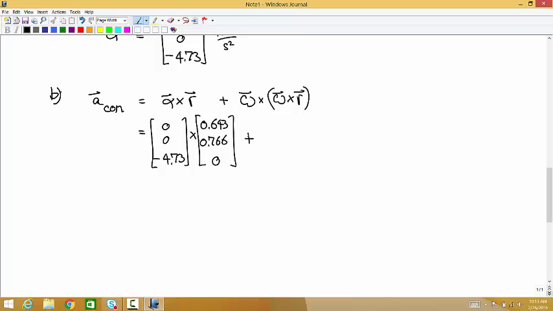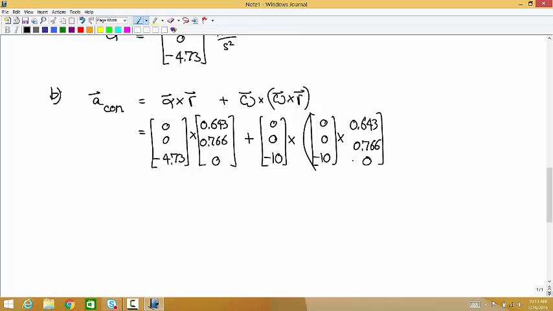Then omega is given. That's 0, 0, negative 10. And we're crossing that with 0, 0, negative 10 cross R, so 0.643, 0.766, 0. Anybody have a quick way to plug that into their calculator? I got negative 60.68 and negative 79.64.